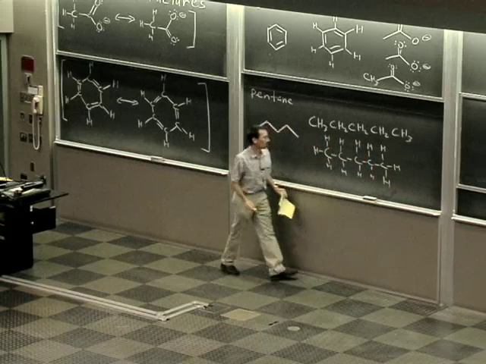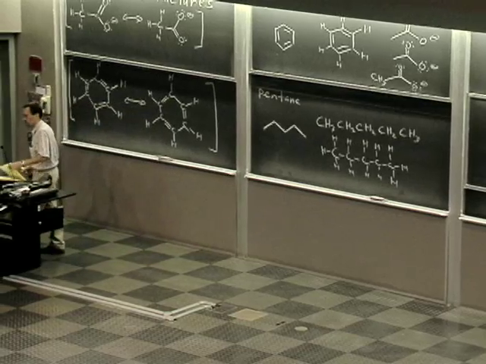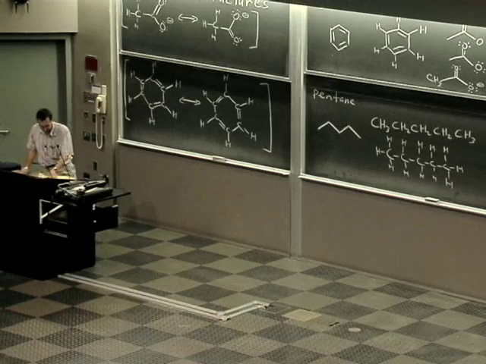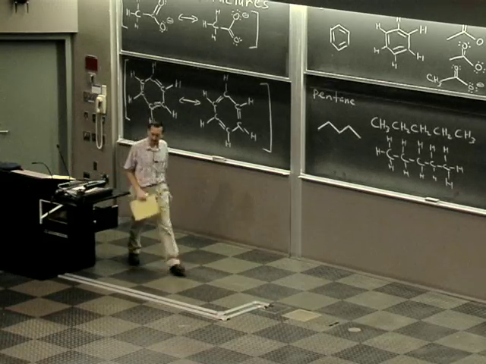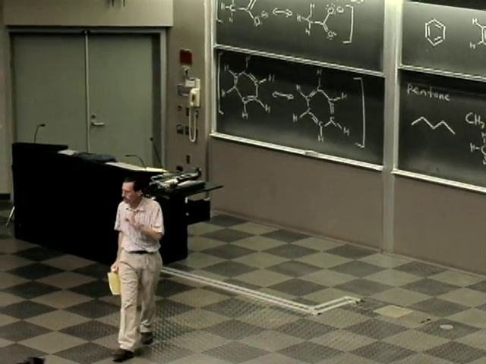Here's a full Lewis structure of pentane with all of the electron pairs and bonds being written as lines. Thoughts or questions?